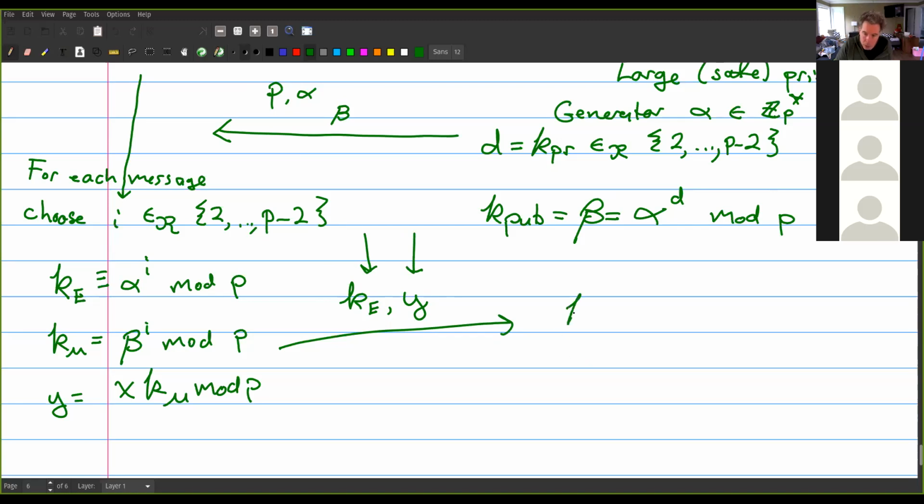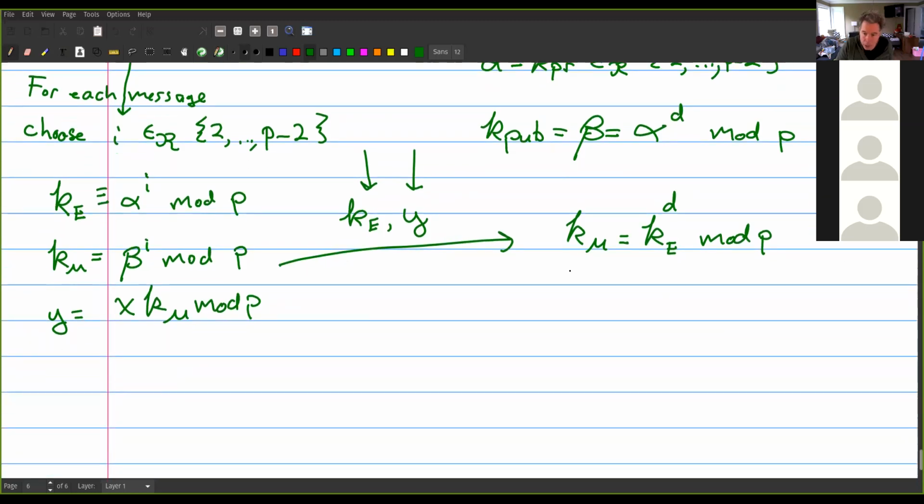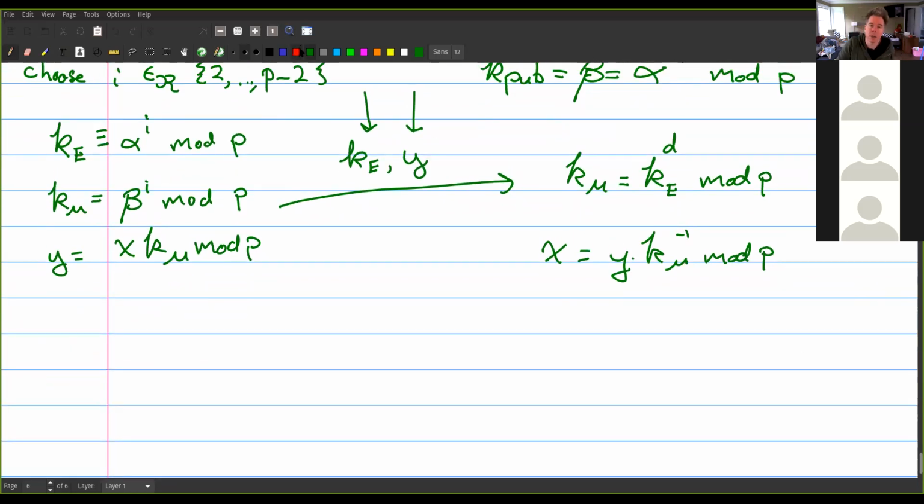Once Bob receives the ephemeral key, he computes KM, which is Alice's public key to his private key, mod P. So this is just the Diffie-Hellman shared secret. And then he computes X as Y times KM inverse mod P. Right, and there's a slick thing you can do here. It's actually possible to do these two steps at once. So I'm going to show how that could work. This is an optimization for Bob.